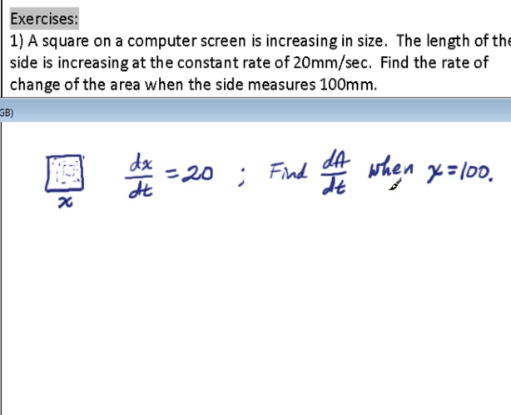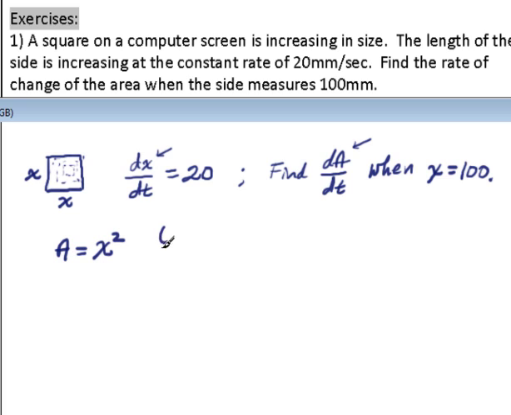Well, where's our equation? We want some sort of equation that relates our two variables. One variable is x, and the other variable is A. Well, we know the formula for the area of a square is side times side, or in this case, x times x. So here's our equation that relates A and x.